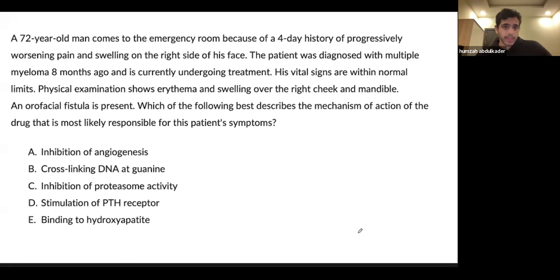So we have here a 72-year-old man, right? Progressively worse pain on the right side of his face. He's undergoing treatment, and here, this is what we're looking for: swelling over the right cheek and mandible, right? This is osteonecrosis of the jaw. Yes, correct. So what drug that you guys learned is associated with osteonecrosis of the jaw? Yes, bisphosphonates. So this is an important, rare but important side effect that you guys should know. The answer here is E.